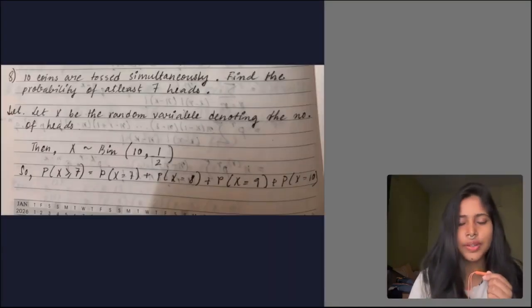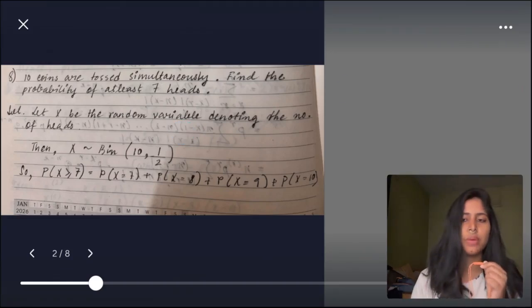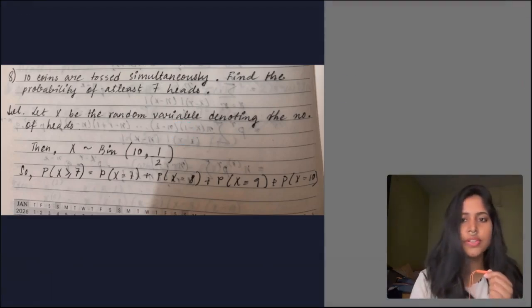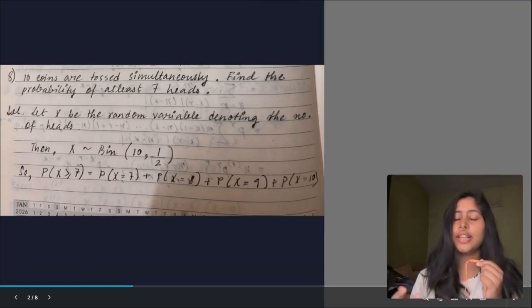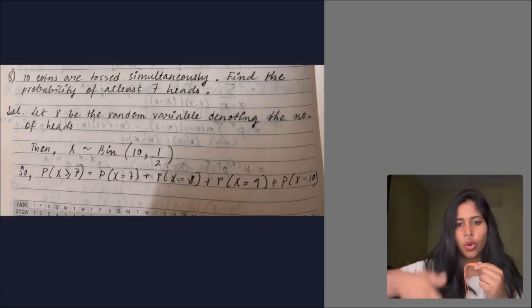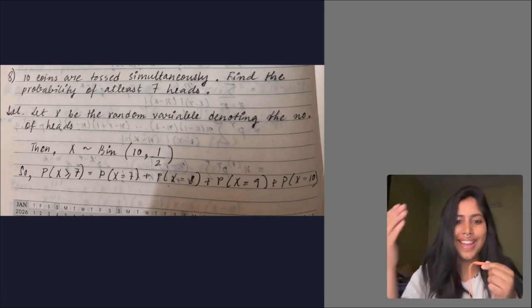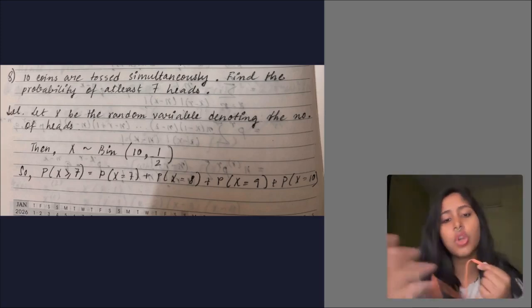Yes, look at here. What is this question saying? This is a classic coin toss problem. The problem says 10 coins are tossed simultaneously, and you need to find the probability of at least 7 heads. So, basically, you need to imagine 10 coins flying up, spinning, and they land. Okay, we want the chances of getting 7 heads, 8 heads, 9 heads, or even all 10 heads.